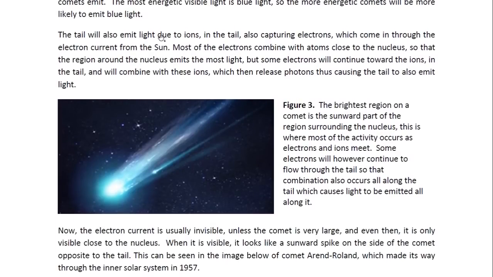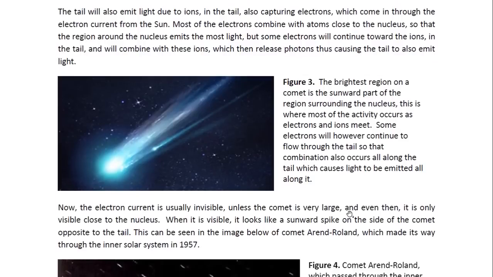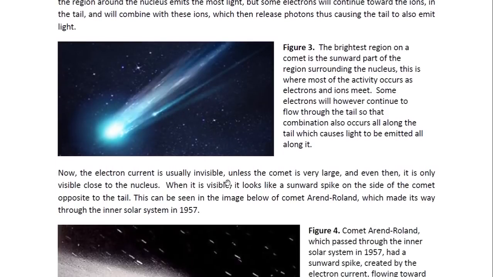Now, the tail will also emit light due to ions in the tail also capturing electrons. And this is because some of the electrons getting to the nucleus will continue moving on into the tail and interact with the ions in the tail, and the electrons become captured, and when that happens, photons are emitted, so light is emitted. Now, the electron current is usually invisible unless the comet is very large, and even then it is only visible close to the nucleus.